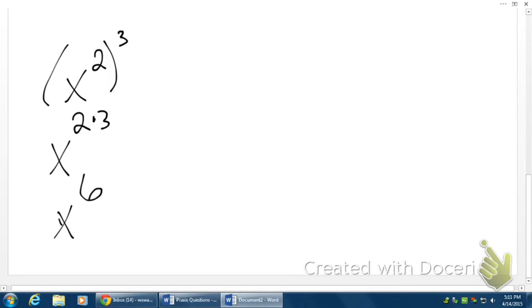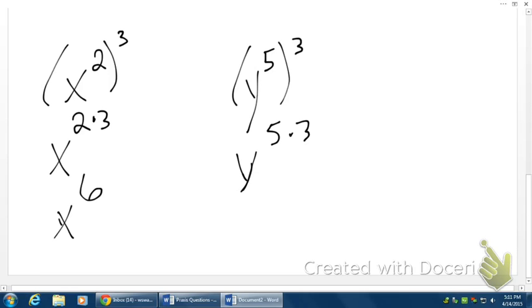If you had y to the fifth raised to the third, okay, that thing's being raised to that power. So multiply that out. 5 times 3 is going to give me 15. Okay, multiply, multiply, multiply when it's being raised.